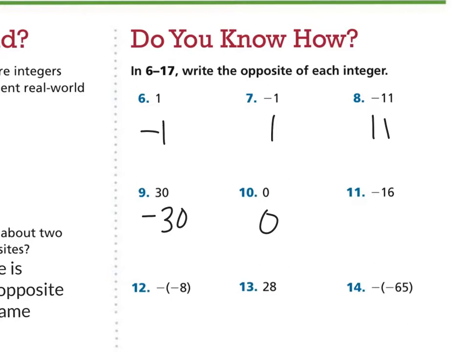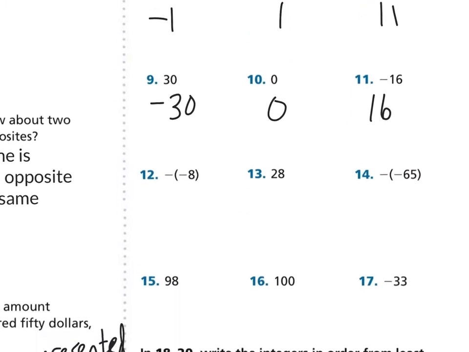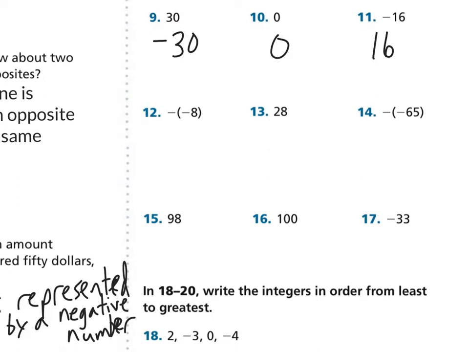Number 11, opposite of negative 16 is 16. Number 12, this one we got to kind of look at a little bit different. It's negative of negative 8. So this is already kind of like the opposite of negative 8. So this would really be the same as 8. So the opposite of that would be negative 8. Another way of looking at it is kind of if we just take that negative sign off the front, then that would give us that opposite again.